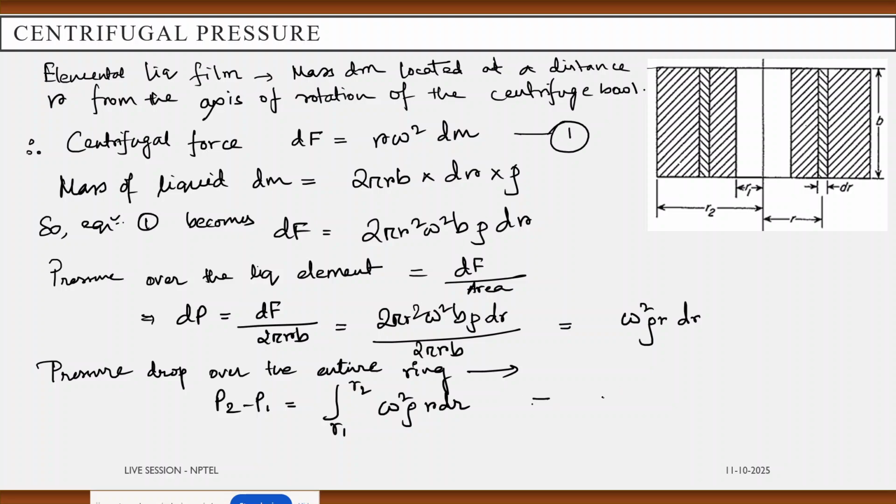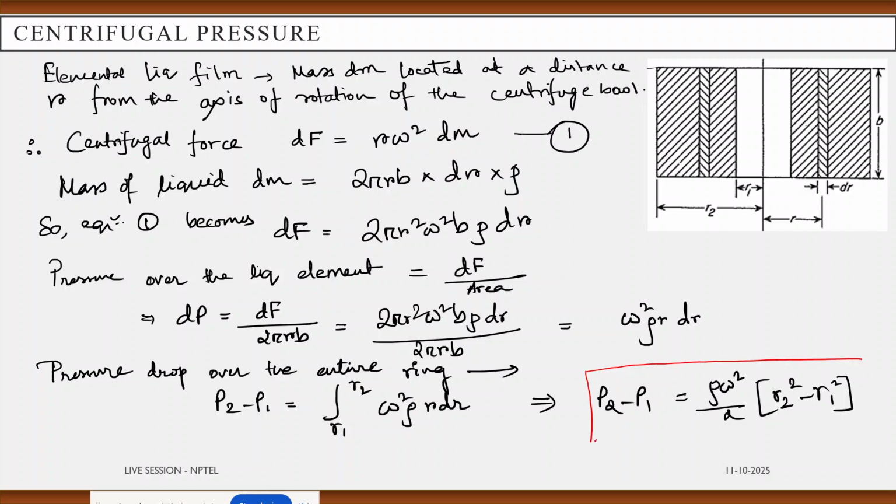So for that we are getting P2 minus P1 equals rho omega square by 2 times (R2 square minus R1 square). So this is the pressure drop we generally get when we are operating the centrifugal separation between two liquids in such an arrangement.